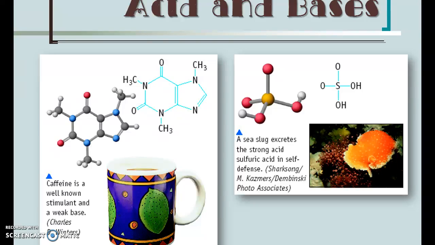And then the wonderful world of caffeine. So many people think that caffeine is actually acidic because it can cause you to have increased stomach acid, but it's actually a weak base. The pH of it is above 7. And then sea slugs actually secrete sulfuric acid. So just something of interest.